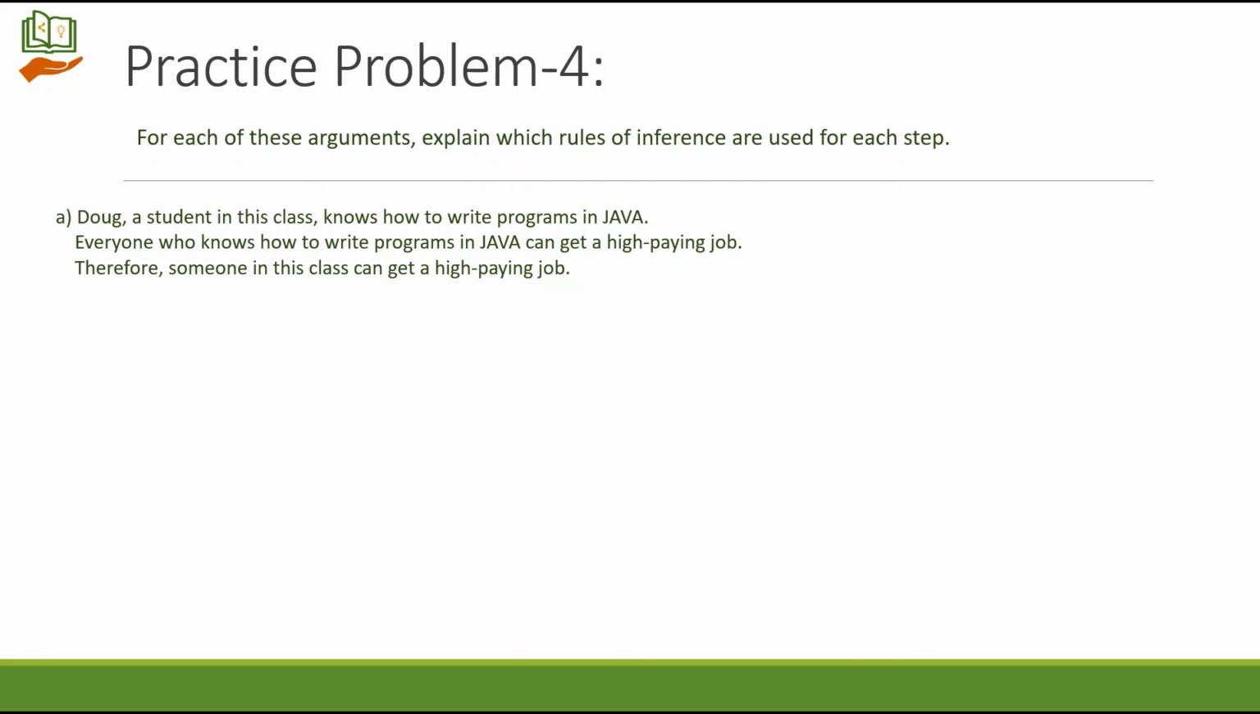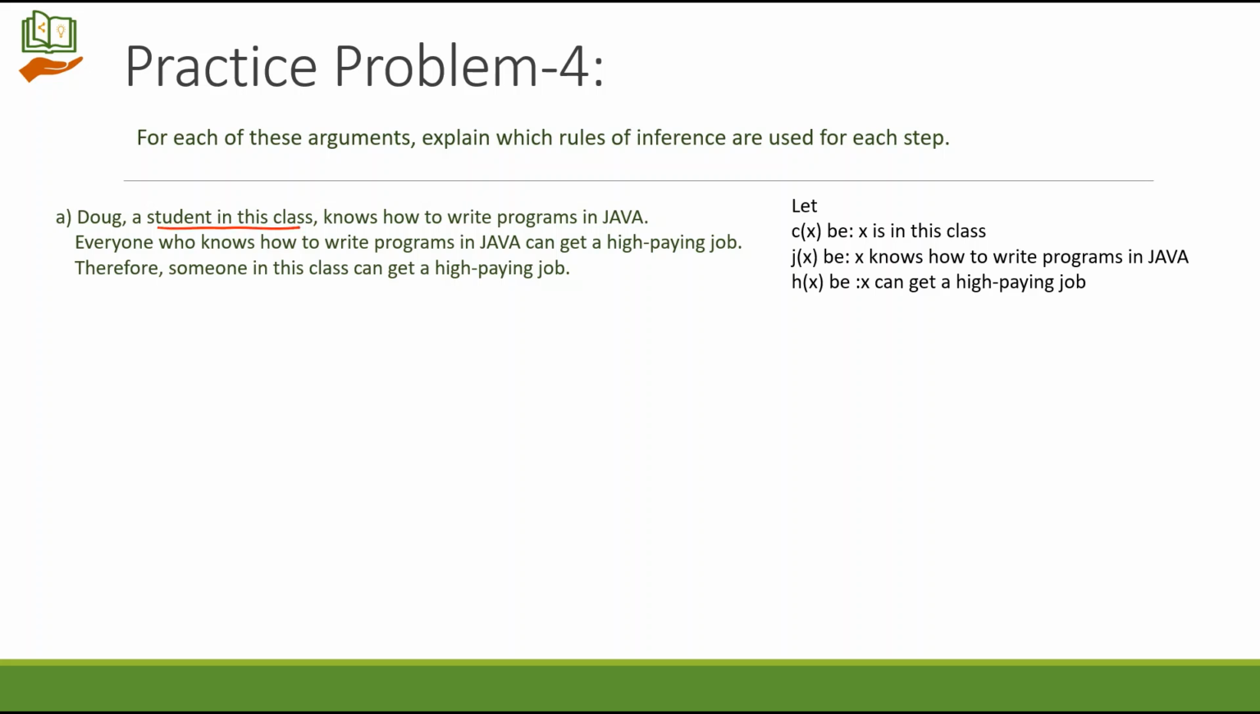Next question. For each of these arguments, explain which rules of inference are used for each step. Dog, a student in this class, knows how to write programs in Java. Everyone who knows how to write programs in Java can get a high-paying job. Therefore, someone in this class can get a high-paying job. C of x will be x is in this class. J of x can be x knows how to write programs in Java. H of x can be getting a high paying job.